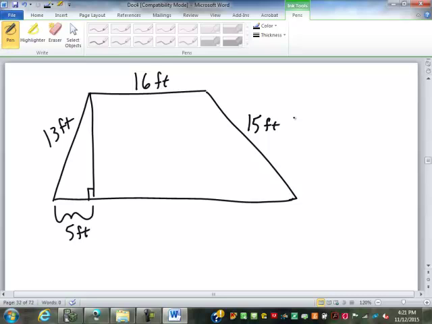It is break time, by the way, so we're going to go ahead and take our break right now. We're going to come back in 10 minutes. It's 4:21. We'll come back at 4:31. And when we come back, we'll spend some time finding the area of that trapezoid.